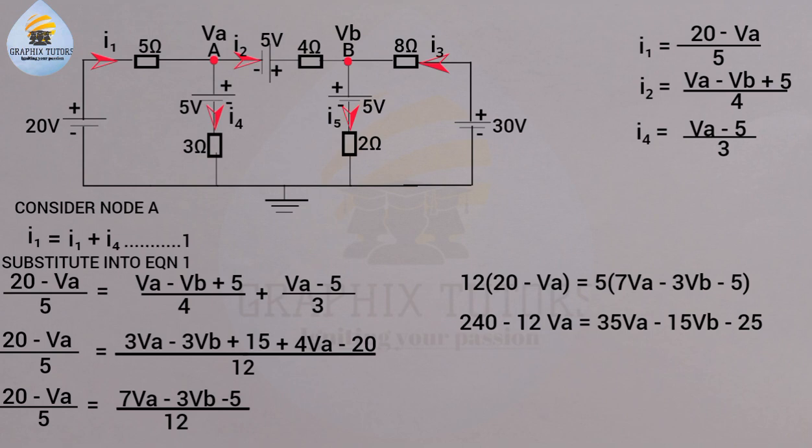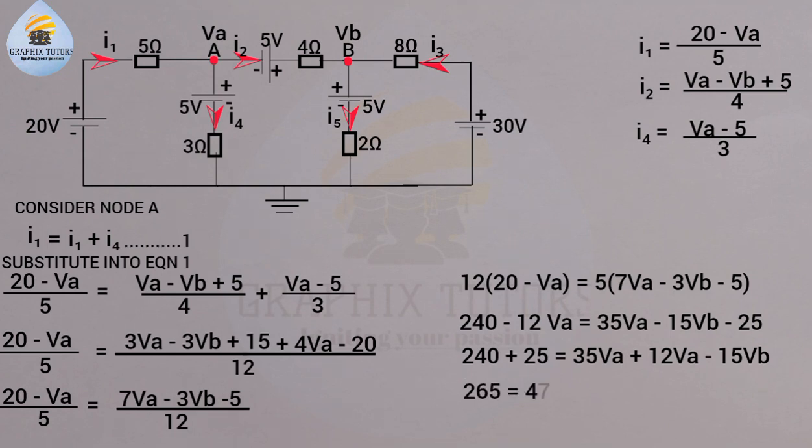So if I collect like terms, I'll be having 240. If I take minus 25 to the left hand side, I'll be having 240 plus 25. The minus will become positive, equals to 35VA plus 12VA minus 15VB, right? And if you look at 240 plus 25 will give us 265 equals to 35VA, right? Plus 12VA will give us 47VA minus what?